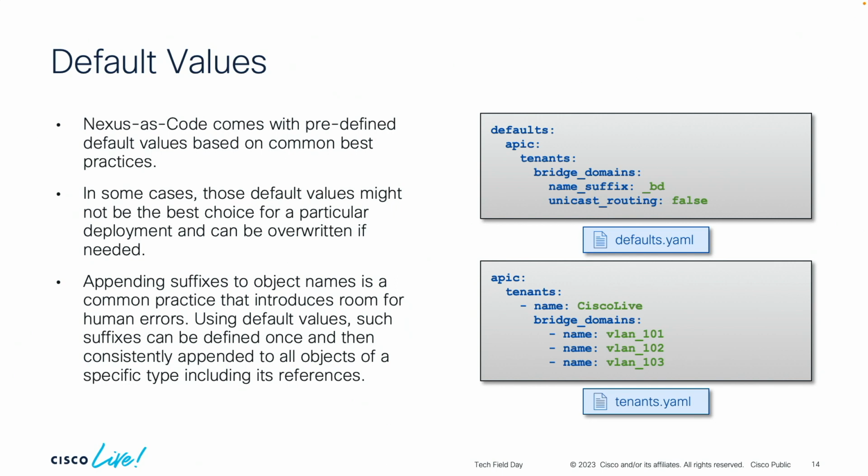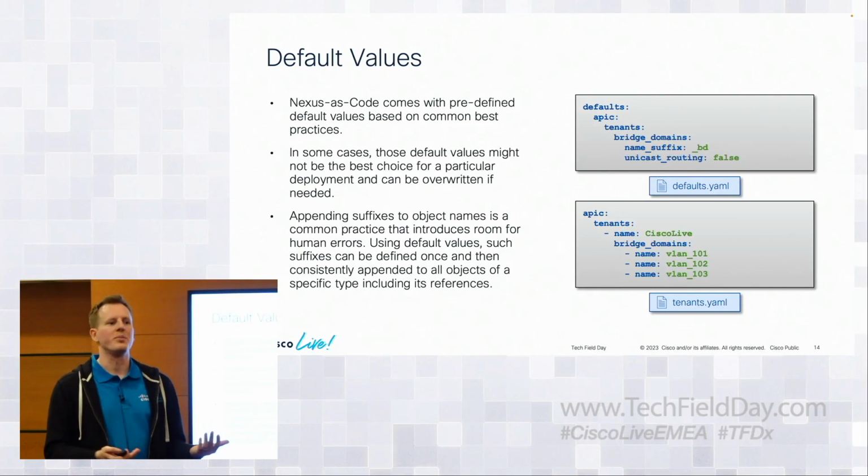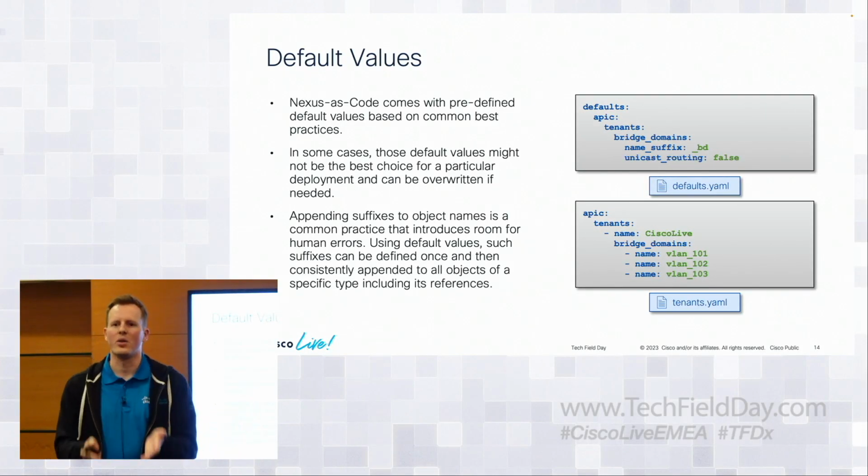Now, if you have a local bridge domain definition over here, you could still go ahead and override that default value on a per resource level, right? So this is the flexibility with the default values. And also the benefit of that is that you don't need to add all of these default values each time for the specific resources that you create. So it creates a much cleaner inventory file.